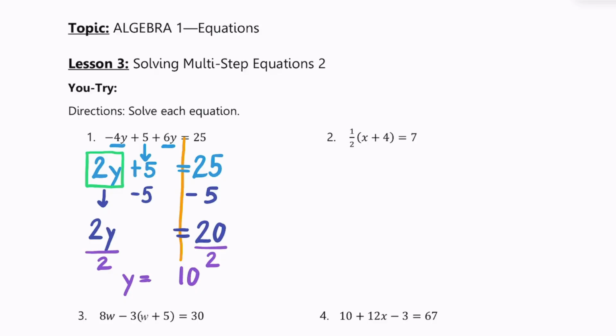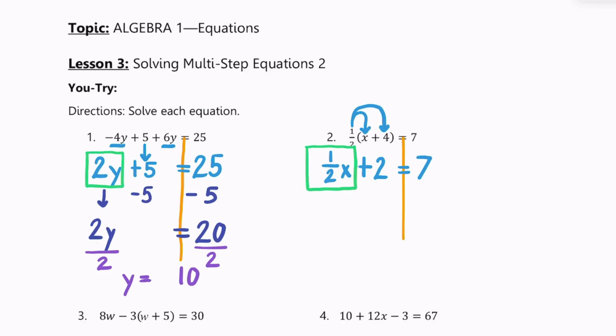Number 2, we do see parentheses, and we see a number glued directly in front. So we're going to want to distribute that. I'm going to draw my line down the equal sign. That we're going to multiply everything in parentheses by 1/2, each individual term. So we're going to have 1/2 times x, and 1/2 times 4, which is really 4 divided by 2, which will leave us with 2. And that's going to equal 7. From here, we don't have any like terms on that left-hand side to combine. So we're ready to isolate our variable.